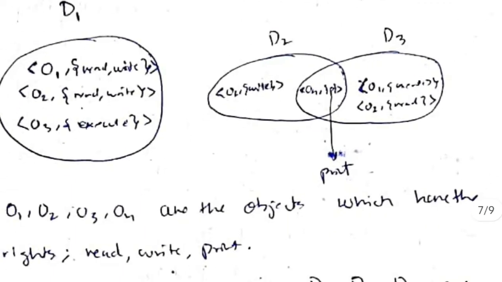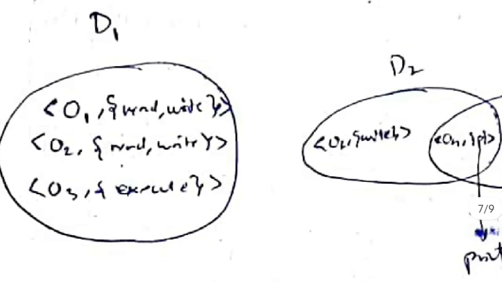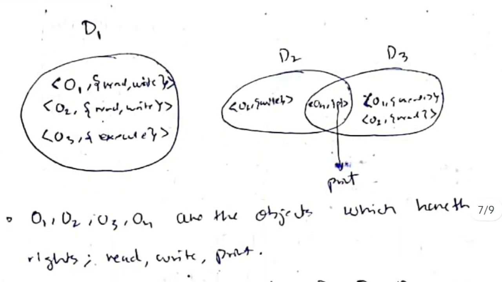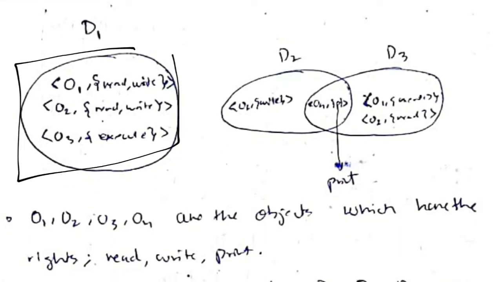So in this diagram we have four objects, O1, O2, O3 and O4, and the domains are D1, D2 and D3. Which operations can the objects O1, O2, O3 and O4 perform? That's mentioned by these functions here: read and write. O1 can perform read and write, O2 can perform read and write, O3 can perform execution. That's only under the domain D1.